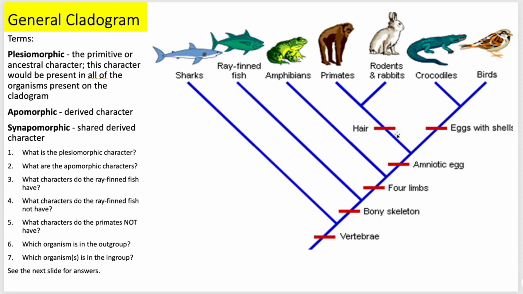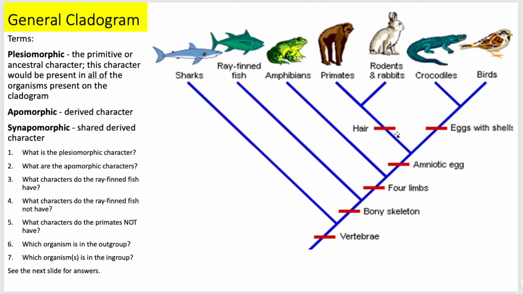So if we go back to the main line, we keep going. The next trait is eggs with shells. And then at the end of this branch, it splits into crocodiles and birds. And both of those organisms are going to have eggs with shells. So we'll look at some of the questions.